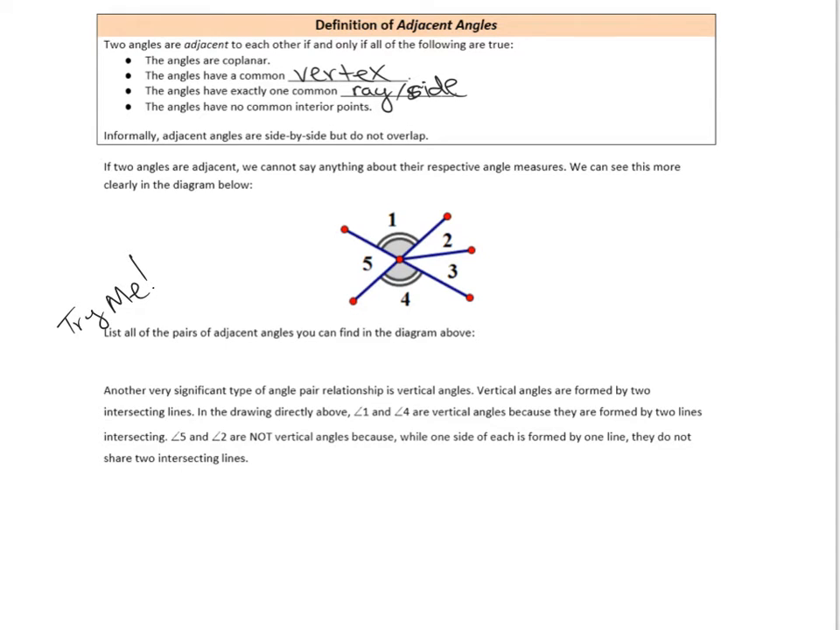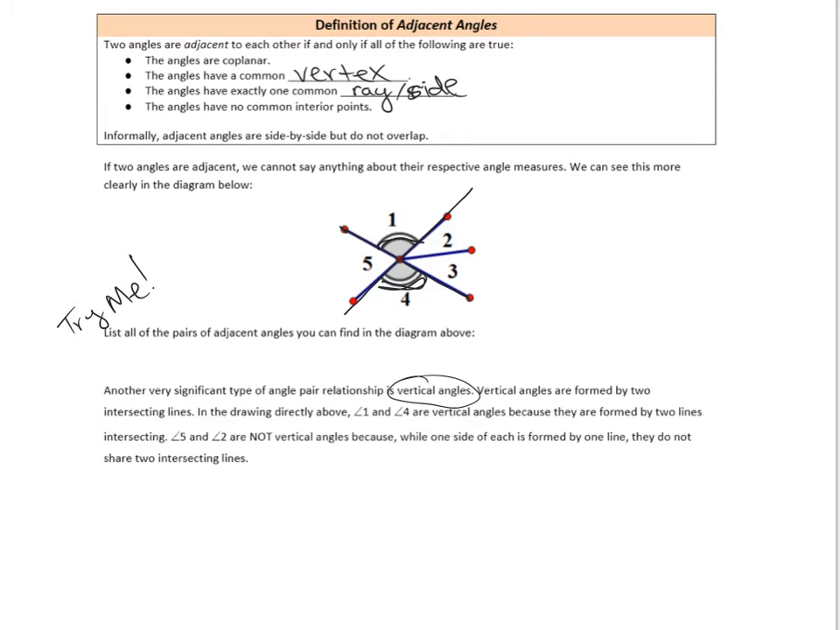Another very significant type of angle pair relationship are vertical angles. Vertical angles are formed by two intersecting lines. So in the diagram directly above, angle 1 and angle 4 are vertical angles because they're formed by two lines intersecting. So when this line intersects this line, they form two angles. Angle 1 and angle 4, those are my vertical angles.